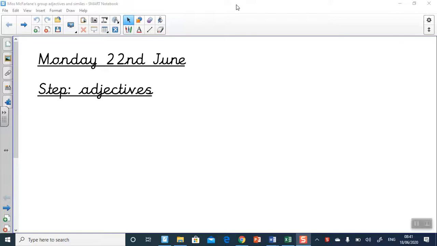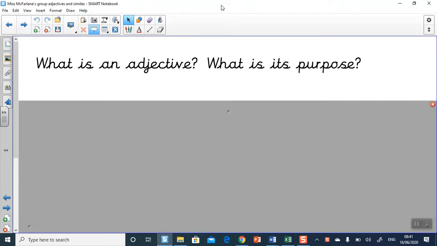Good morning, Year 6. So, today we are going to be looking at adjectives. We're going to be looking at what they are and when we would use them. First of all, what is an adjective? What is its purpose? Just try and remind yourself what they are for a few moments. Just have a think. What is an adjective? When is it used?